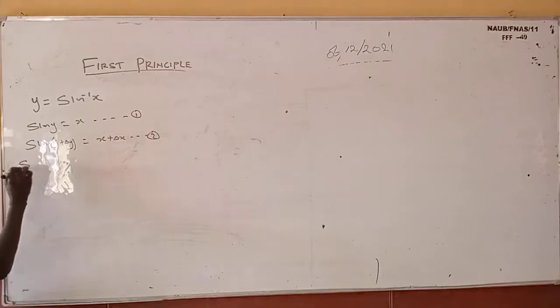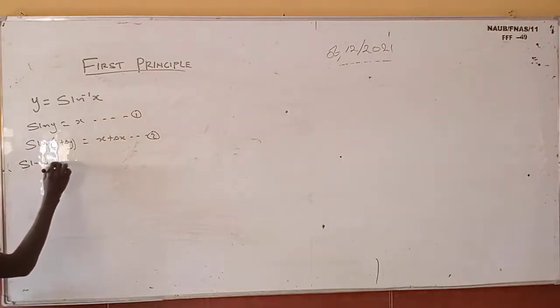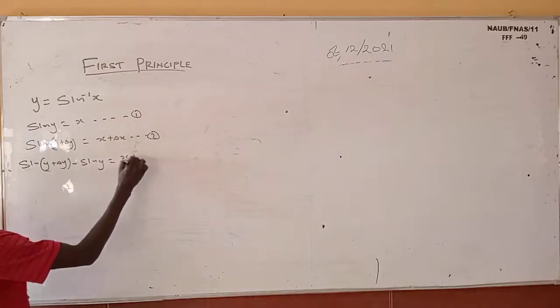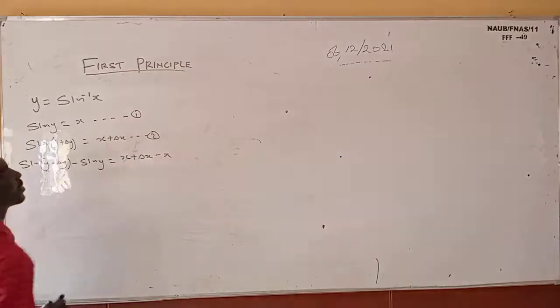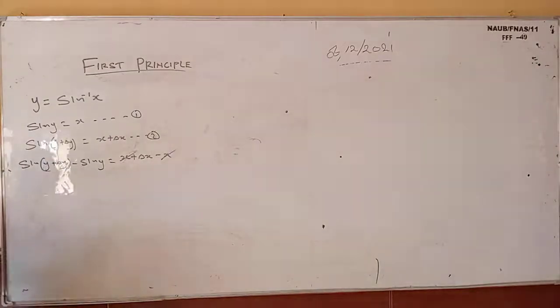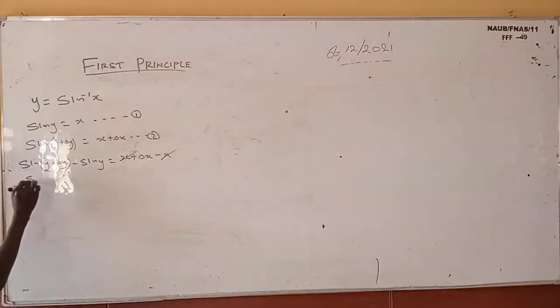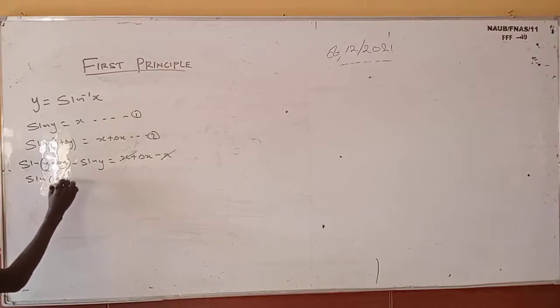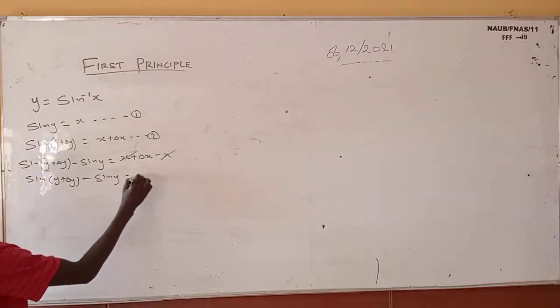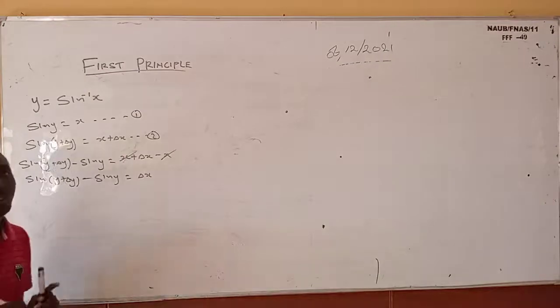So it becomes sine of y plus change in y minus sine y equals s plus change in s minus s. And you notice that this s will cancel out this s. So we're left with sine of y plus change in y minus sine y equals change in s. Do you get that?